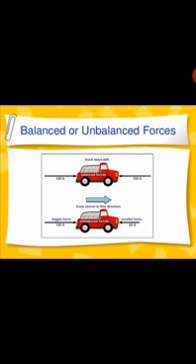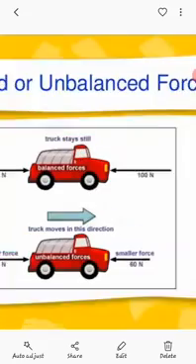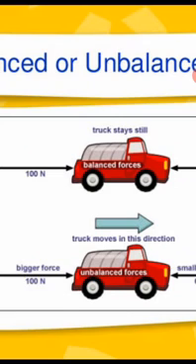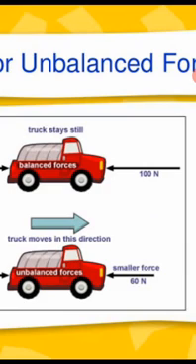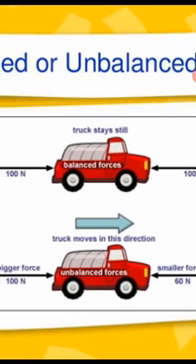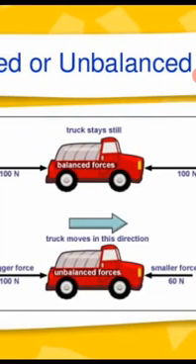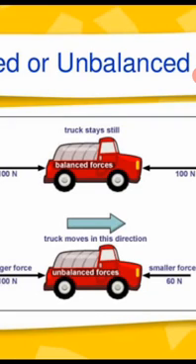We have also discussed balanced and unbalanced forces in today's class. If the forces are in opposite directions and both are of the same magnitude, just like in this diagram, the 100 Newton force is generated by the engine of this car, and a 100 Newton friction force is applied against the car. So the car will stay still, it will not move, because both forces are equal.